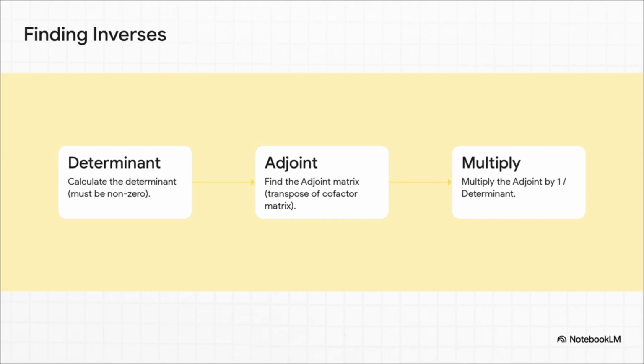First, calculate the determinant, and remember, it absolutely cannot be 0. Second, find the adjoint matrix, which involves calculating all your cofactors and transposing them. Finally, just multiply that adjoint matrix by 1 over your determinant.